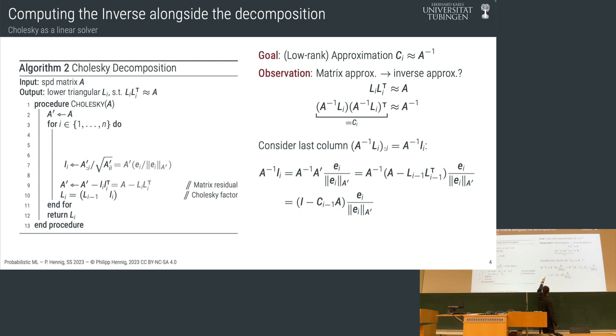And that l_i is given by this line 7, so we plug it in. In that line 7, we have this e_i over the norm of e_i, so that's the row that is being loaded. And we plug in the expression for A prime, which is from line 9. And we find this L L transpose expression, which we can now express in terms of C_{i-1} from the line above.